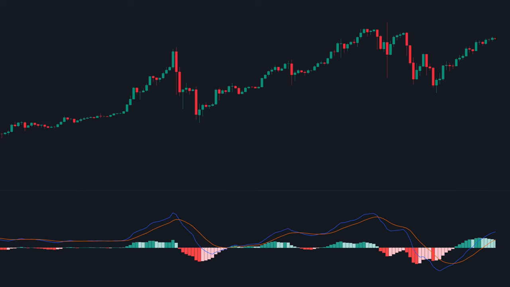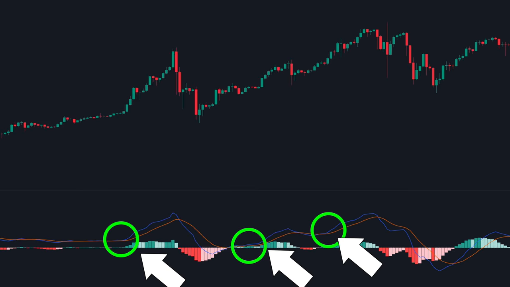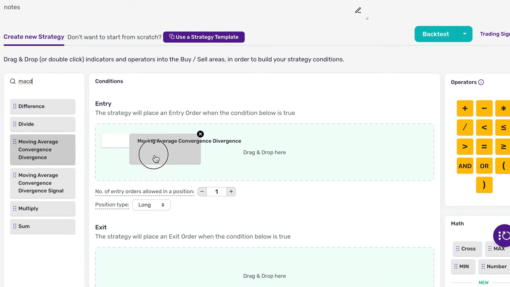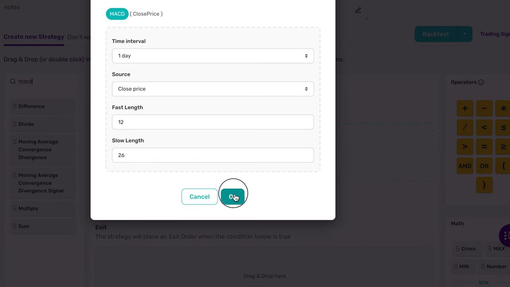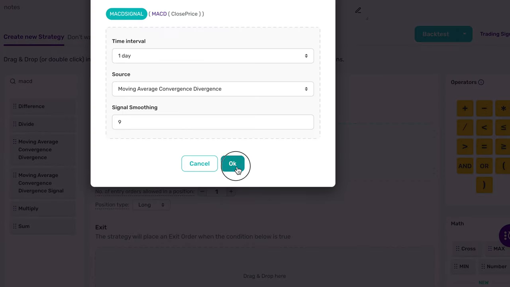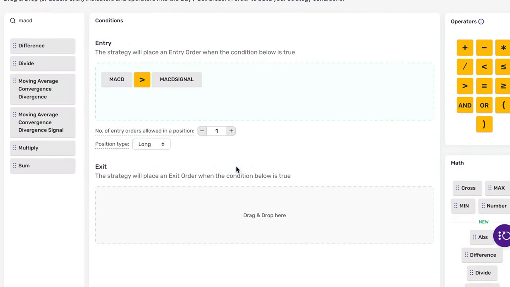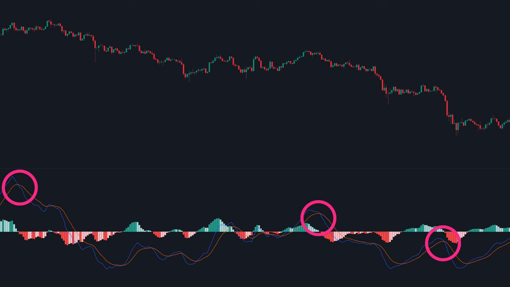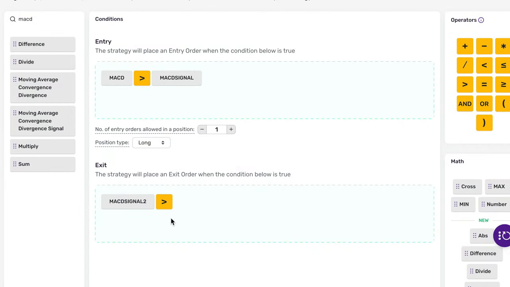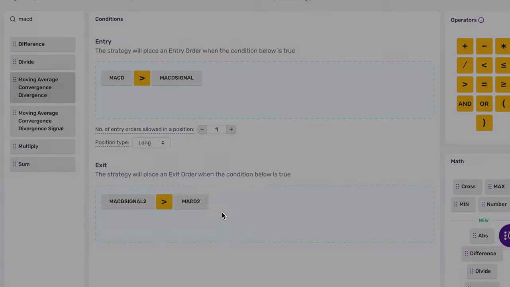We want to buy when the MACD line crosses above the MACD signal line. To do that, we need to find moving average convergence divergence in the indicators list, then drag and drop the greater than operator and find moving average convergence divergence signal. Now, moving to sell conditions, we want to exit when the MACD signal is above the MACD line. To do that, we find moving average convergence divergence signal and drop the greater than operator, and drop another moving average convergence divergence indicator after it.